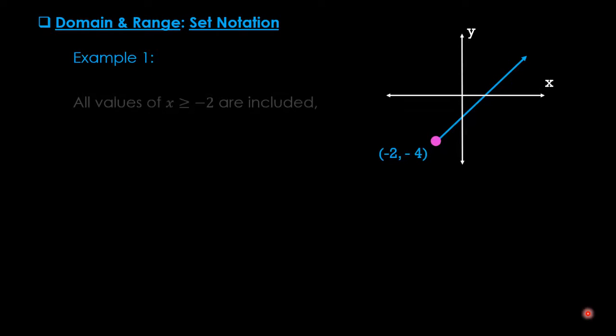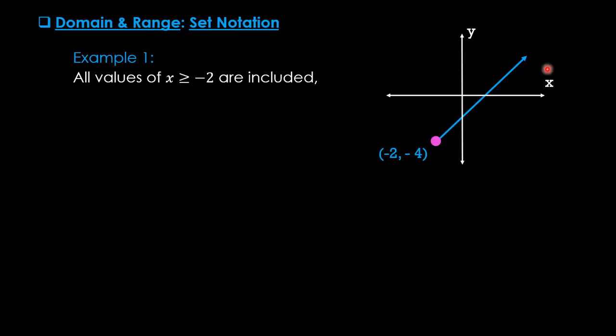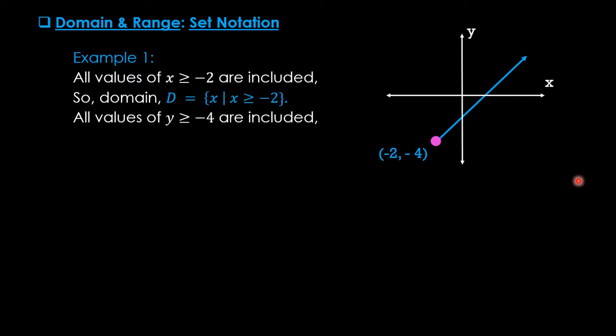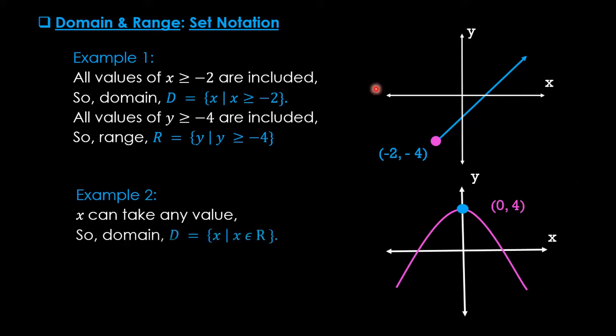So this is an example. This is a line, and this is the point (-2, -4). We can see that all values of x greater than or equal to -2 are included. That's why we can write the domain D as the set of all x where x is greater than or equal to -2. And all values of y greater than or equal to -4 are included. That's why we can write the range like this.